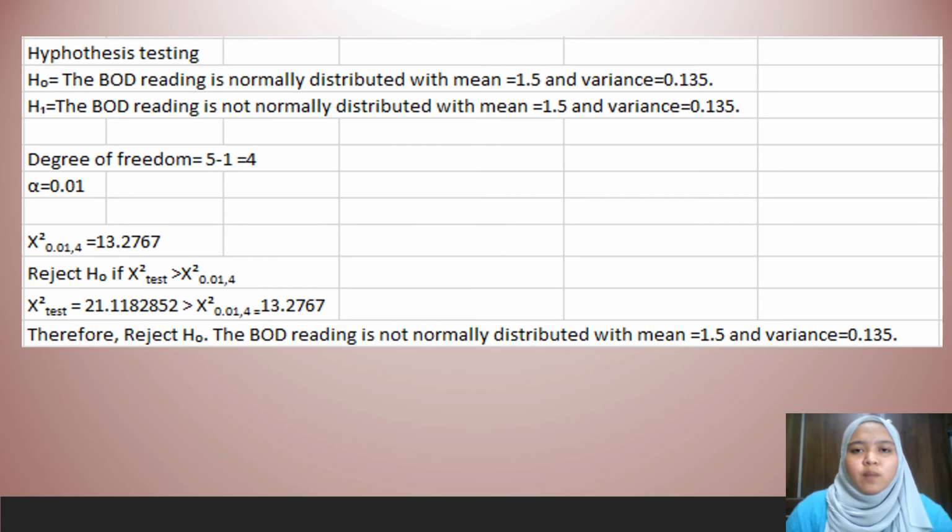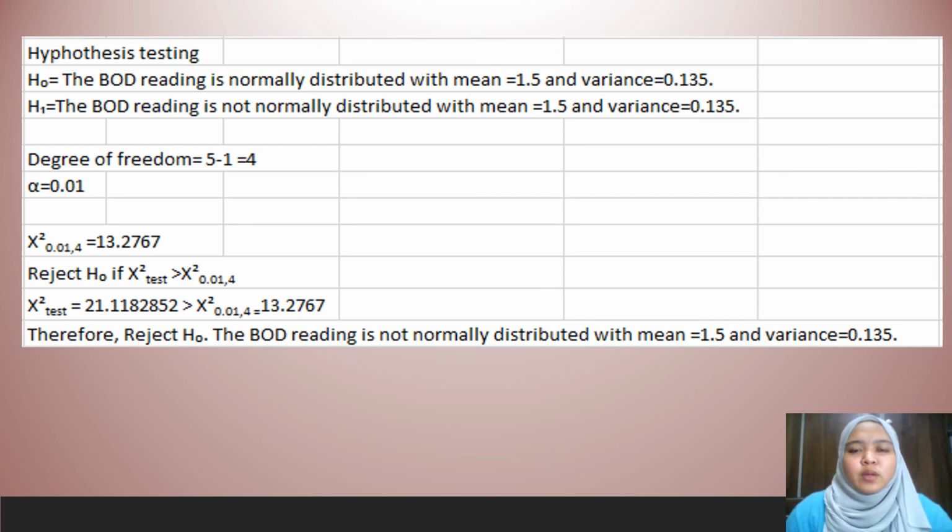For alpha, we decide to use alpha equal to 0.01. Then we need to find the chi-square value from the chi-square table by using alpha equal to 0.01 and degrees of freedom equal to 4. We got the value 13.2767. We will reject H0 if chi-square test is bigger than chi-square alpha equal to 0.01 and degrees of freedom 4.